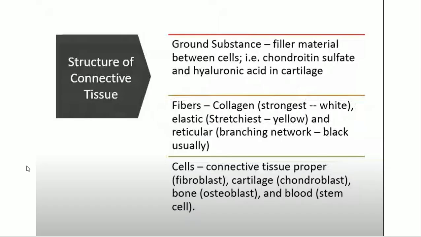So a mature fibroblast would be called a fibrocyte. A mature chondroblast would be a chondrocyte. A mature osteoblast would be an osteocyte. On that same note, every time you see osteo, we're talking bone. Every time you see chondro, we're talking cartilage. So osteochondro, that's going to come up several more times.